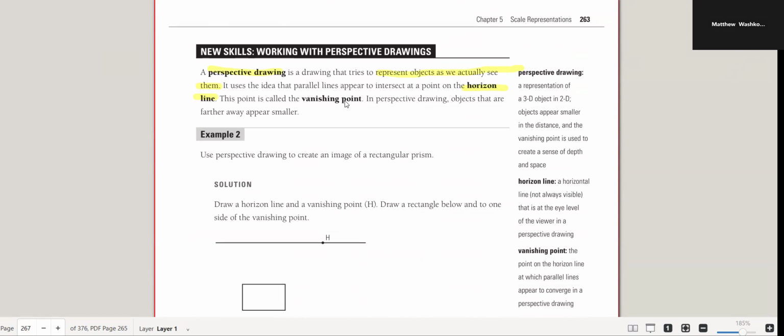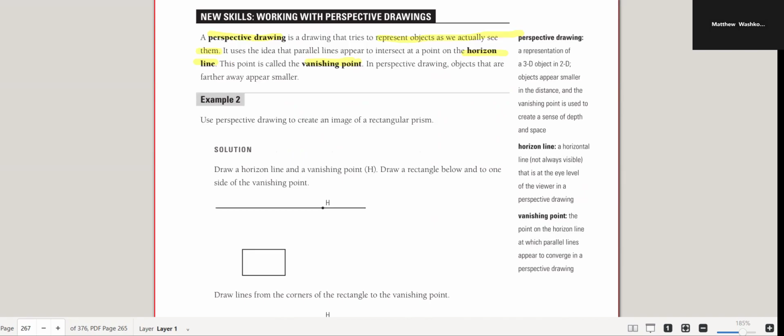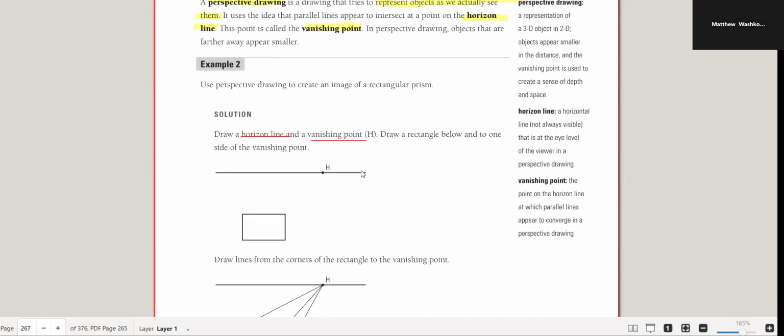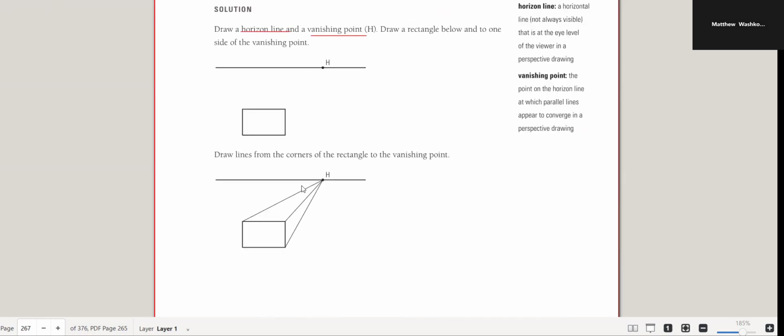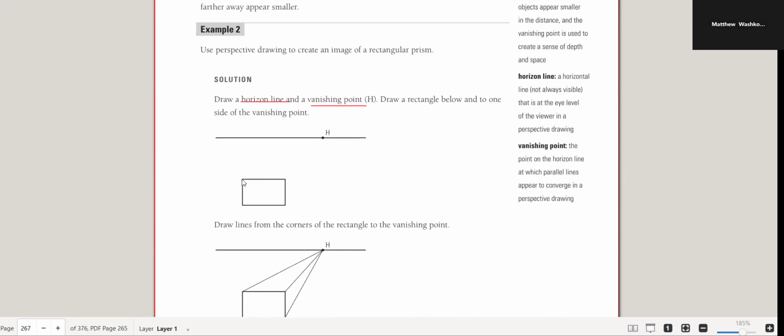So it uses the idea that parallel lines appear to intersect at a point at the horizon, which is what we call a vanishing point. A lot of terms here. This is going to simplify the second we draw this, I promise you. Basically, we're taking the 3D object, we're making it 2D, but we're still adding that depth to it. So for example, I want to draw a horizon line and a vanishing point here. How am I supposed to do that? Now they give you an example here, as you can see. But all you're basically doing is taking all your lines and connecting it to that point. That's all I'm doing here.